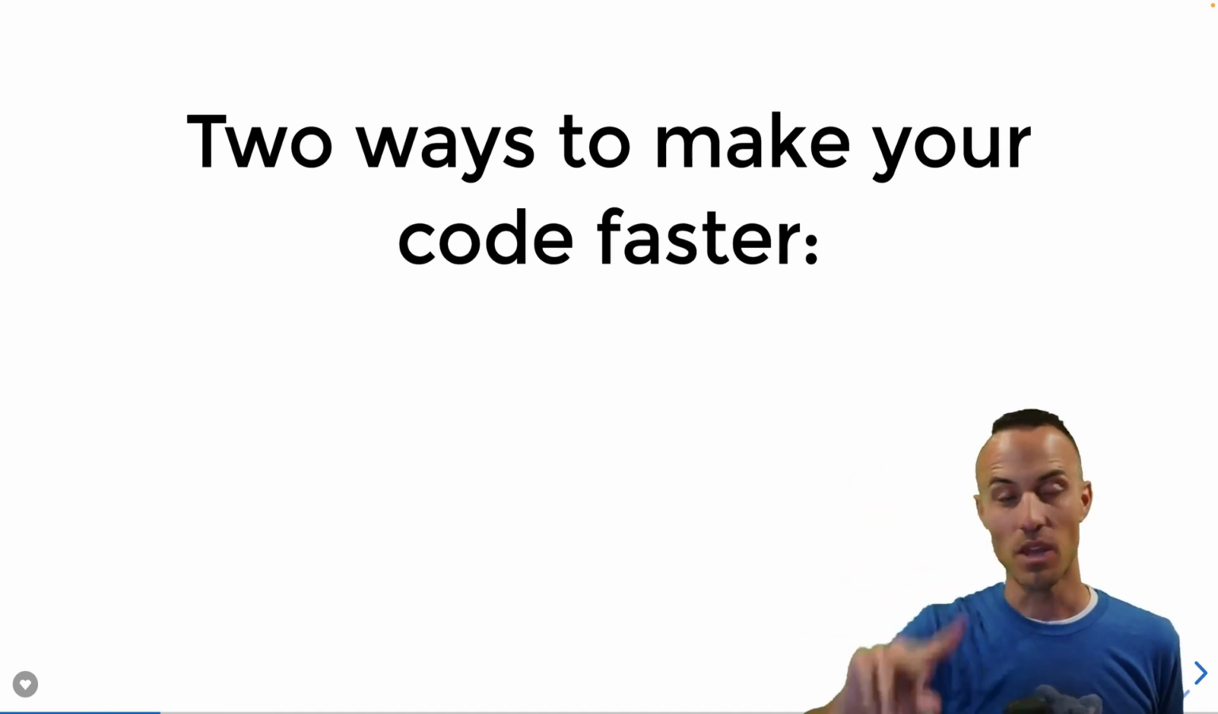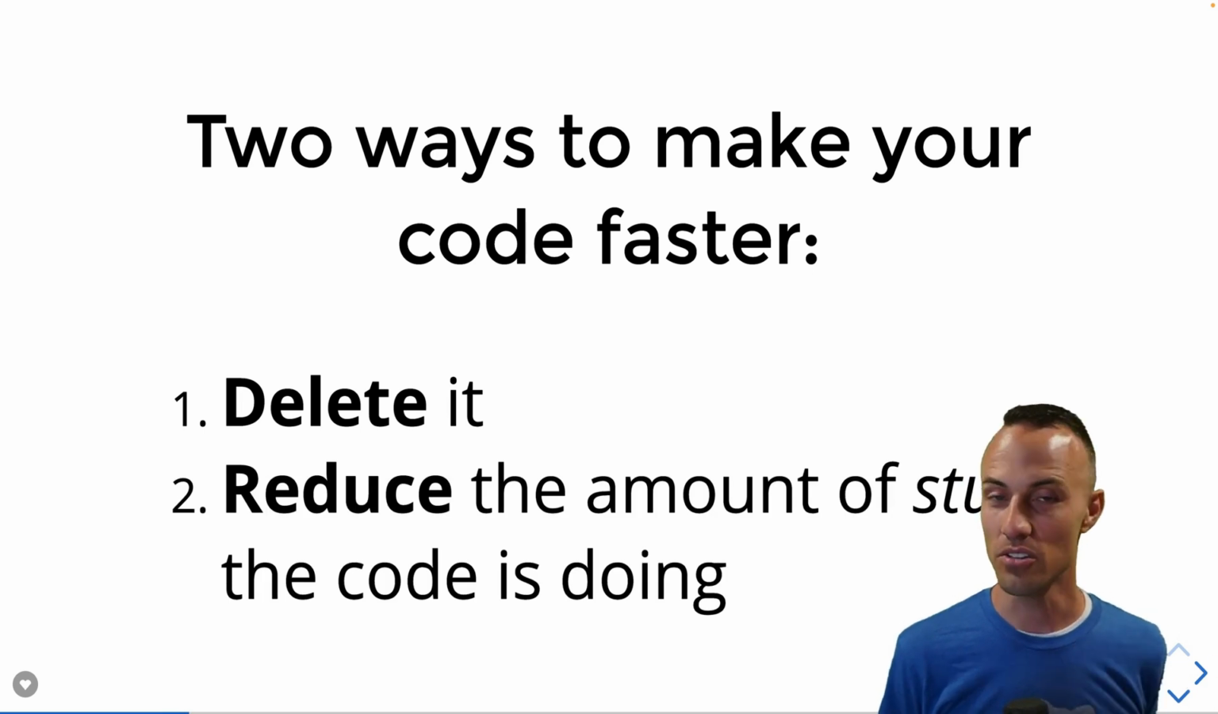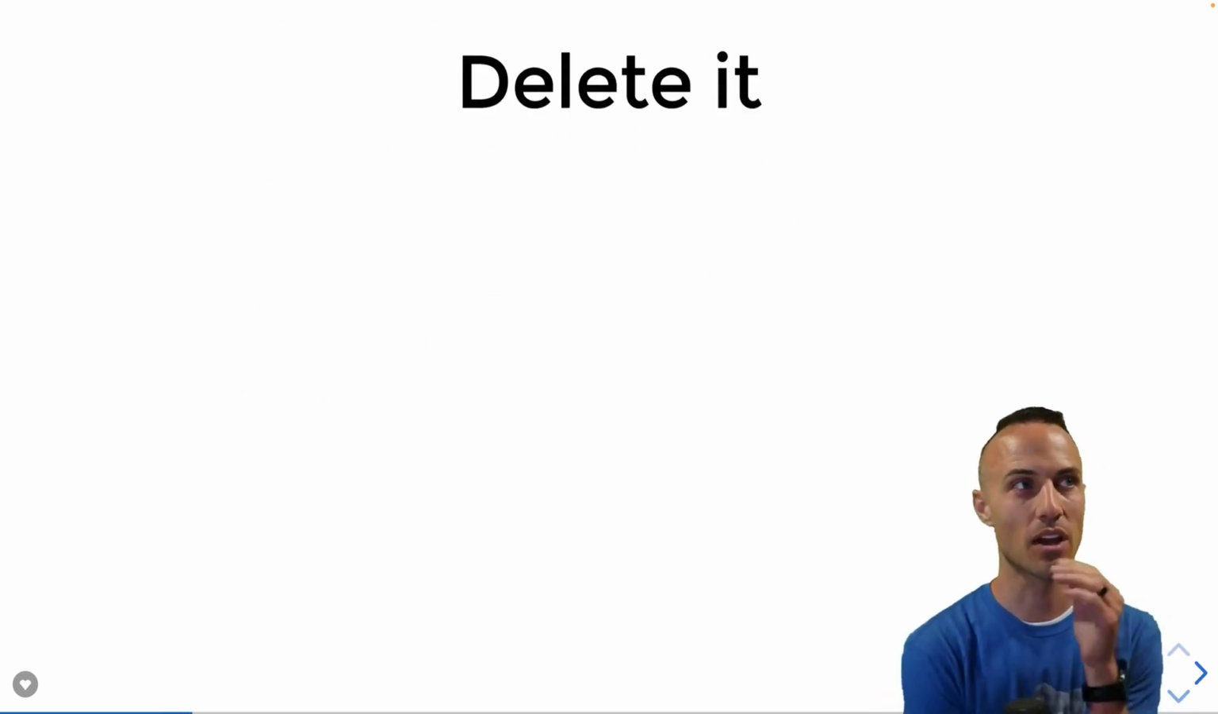There are two ways to make your code faster. You can either delete it, just eliminate it, or reduce the amount of stuff your code is doing. But we got problems with this.